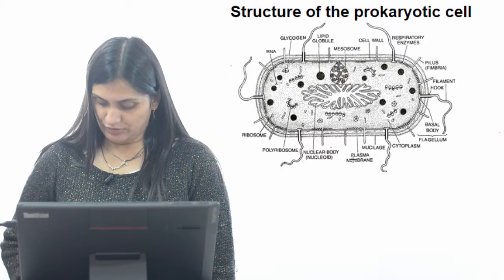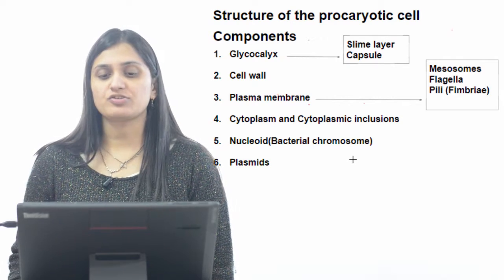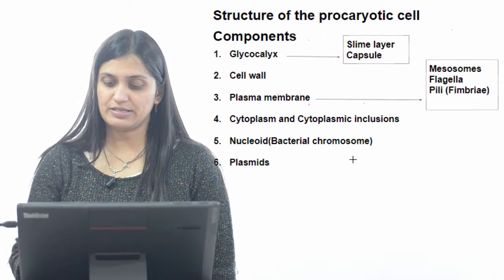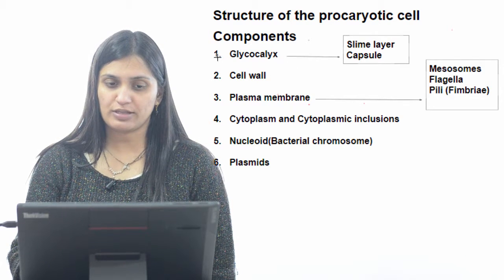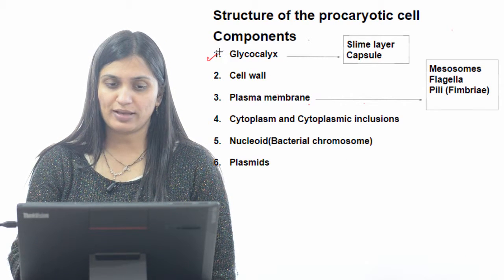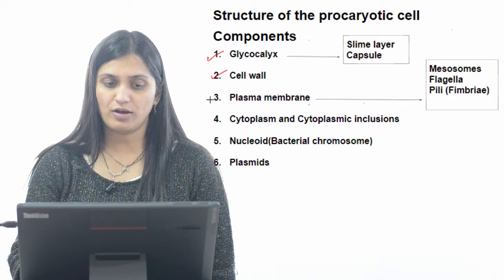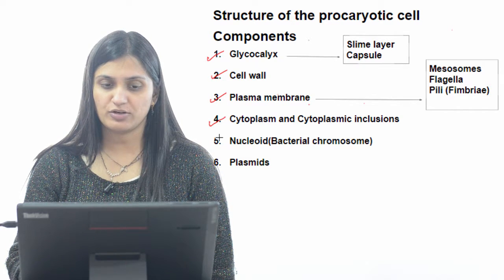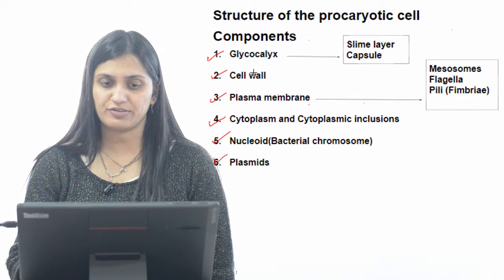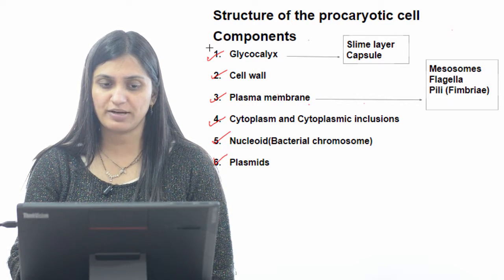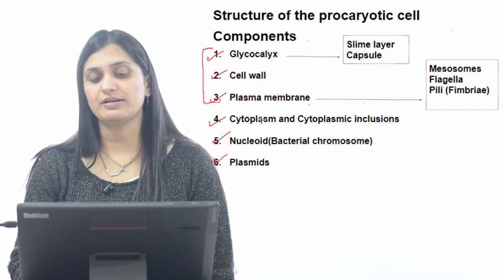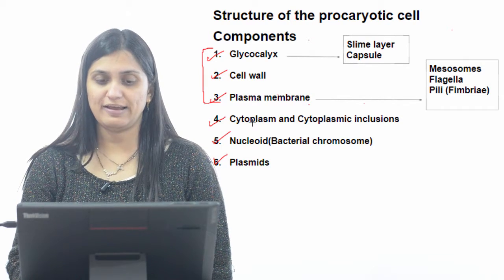and they have the reserve food materials in the form of glycogen. Now, coming to the structure of the bacterial cell or a prokaryotic cell, there are following components present. The first one is the glycocalyx, then the cell wall, the plasma membrane, the cytoplasm and cytoplasmic inclusions, the nucleoid or the bacterial chromosome and the plasmids. Now, the first three components together form a three-layer structure called the cell envelope.